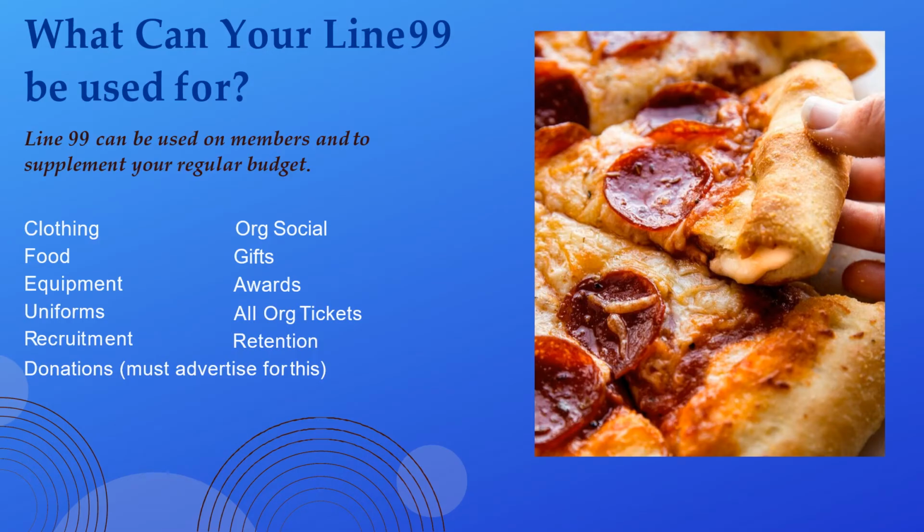Line 99 can be used on members and to supplement your regular budget. Members like to be appreciated, so using your line 99 to recruit and retain members is highly encouraged. Items such as clothing, food, gifts, and awards are just some of the ways you can use this budget. Other items you would use line 99 for would be to purchase equipment, uniforms, or make donations.